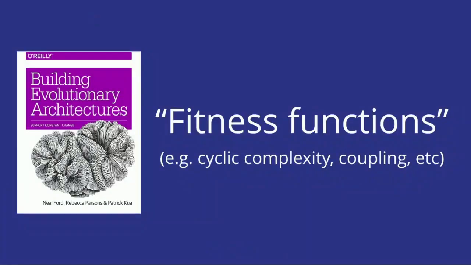So how else can we solve this problem? Well, it's 2018, right? And we have computers. And computers can do stuff. So why don't we make the computers verify the architecture? Why don't we use computers to help us build good code, well-structured code? So there's a great book, Building Evolutionary Architectures. And they talk about something called fitness functions. And there are a whole bunch of fitness functions. Some are related to asserting performance or scaling or security characteristics of software. Others are around structure. So, for example, verifying things like cyclic complexity or coupling between things in your code base.